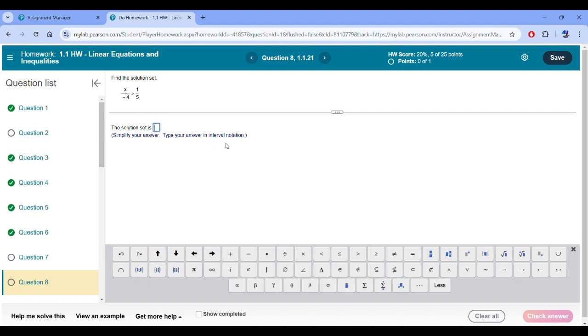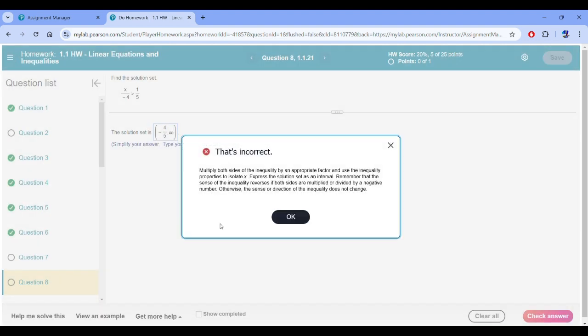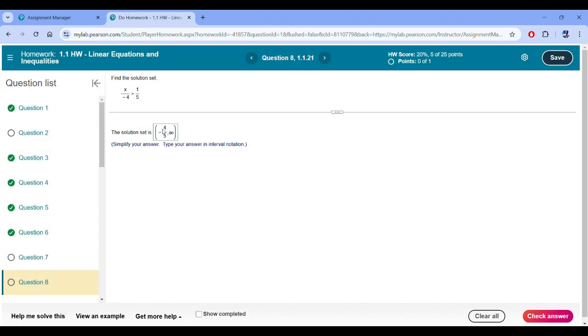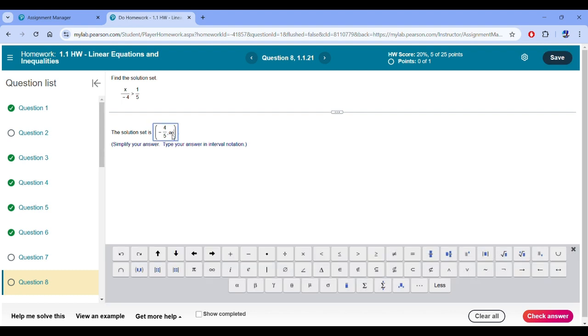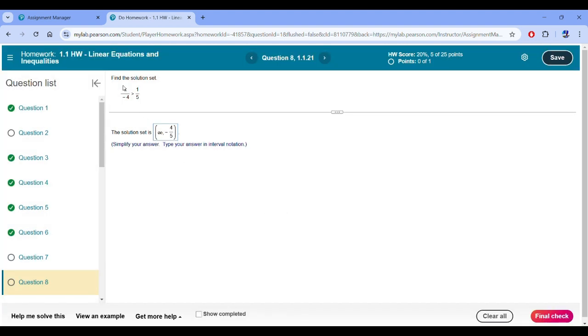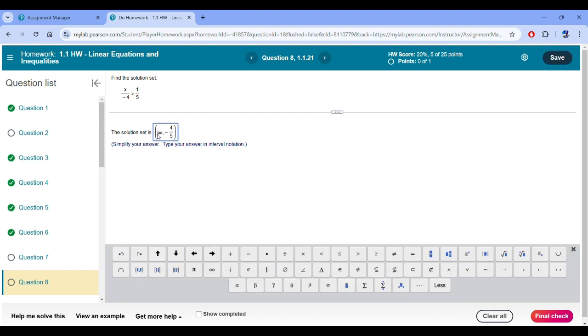x is greater than -4/5, so that would be from -4/5, comma, infinity, because it's bigger than, and then you can never be equal to infinity. It's x is less than, my mistake, because I multiplied by a negative. When I multiply by a negative, it goes the other way, so x is less than -4/5. Oh, this is a negative infinity.